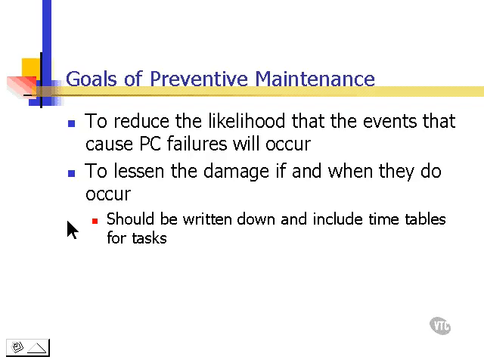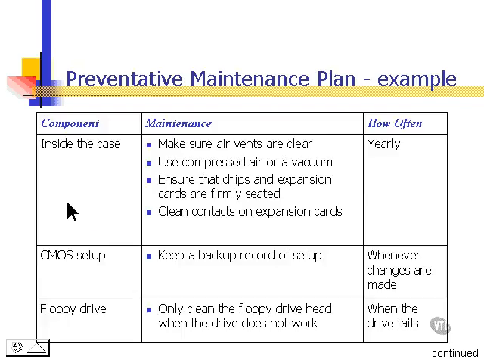Now these will differ for organizations, but an example of a plan might be to list the component, the maintenance plan, and how often. For example, inside the case, make sure the air vents are clear, use compressed air or vacuum, ensure that the chips and expansion cards are firmly seated. Maybe we do that once a year for all the PCs, or maybe just for all the servers in our organization. This will differ for each organization, but there should be a plan, and the plan should be in writing.